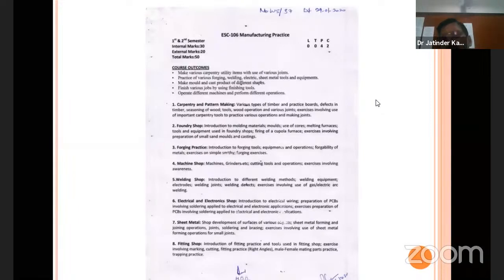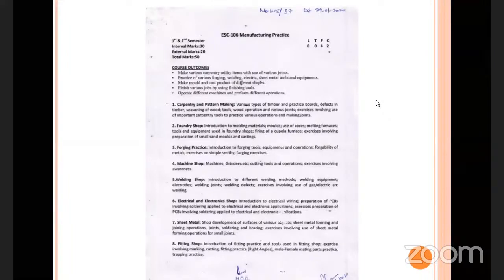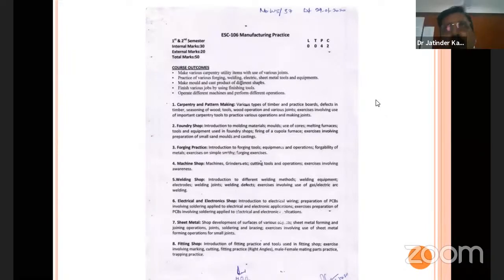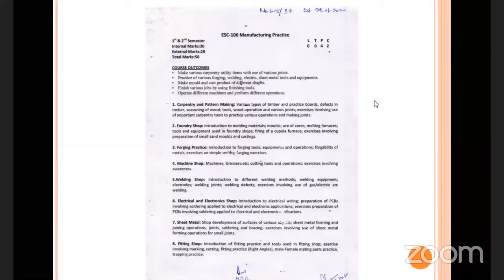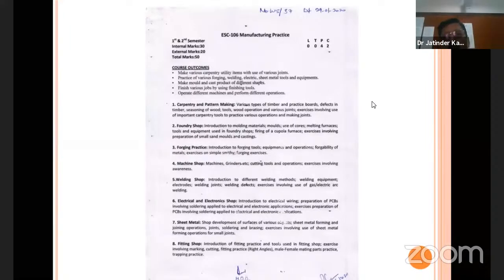Sir, will there be a separate exam for this? There will be no exam, only a viva. So marks are given because you need to make the jobs.